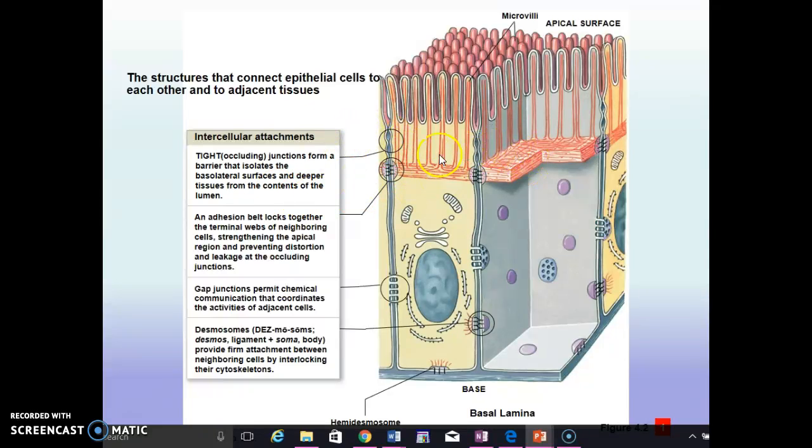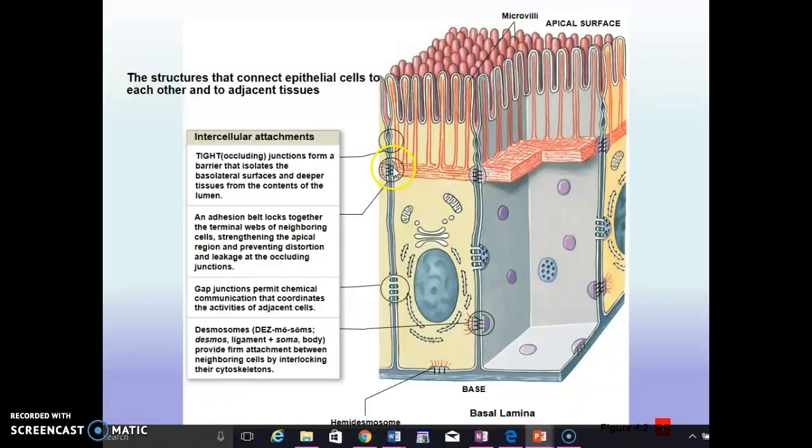So here we are at a surface area. Let's say we're inside the small intestine. The small intestine's surface is covered with these microvilli. Here's the lumen, the apical surface. It's the opening. Lumen is the opening of the small intestine. So this is more superficial and this is deep. So you have to isolate what's in the lumen from the cells beneath it. And that's what that tight junction is going to do.